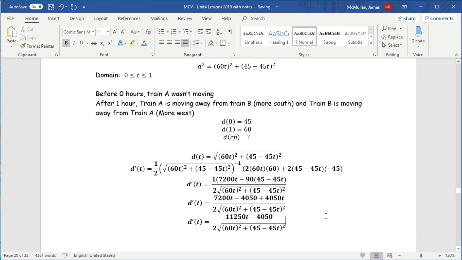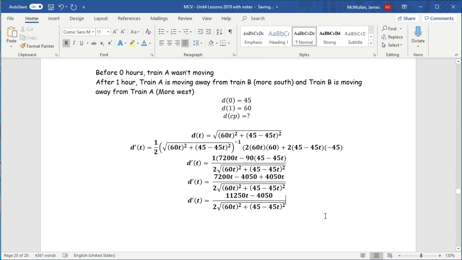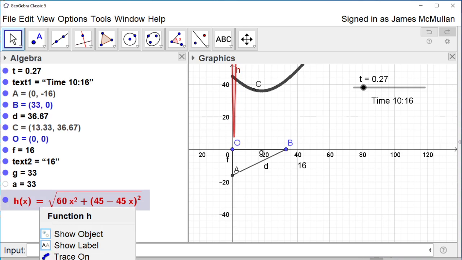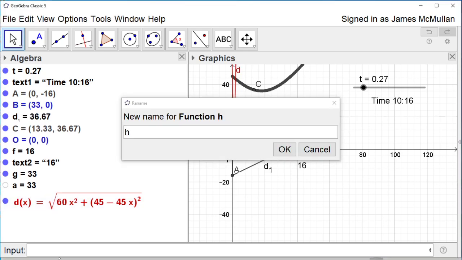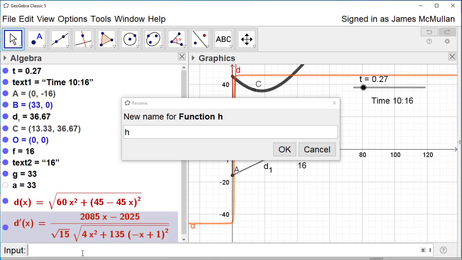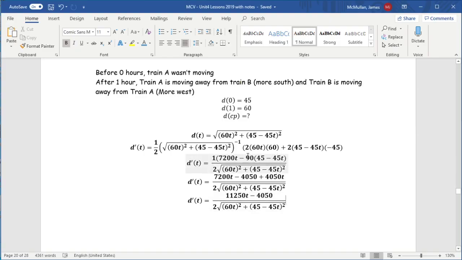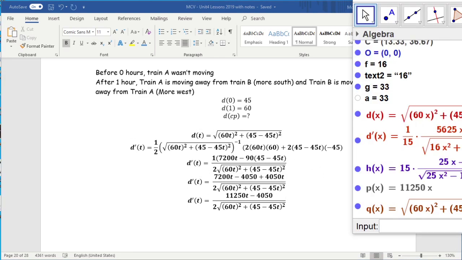And I get that. Now, that was complicated enough that I feel as though I should check on GeoGebra and make sure I did this right. So let's rename this function to d, and then we'll take the derivative. And I definitely didn't do it right, so where's the error? Maybe I'll pause this while I look for the error.